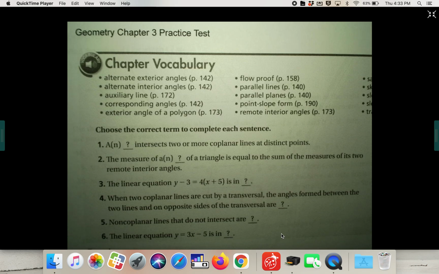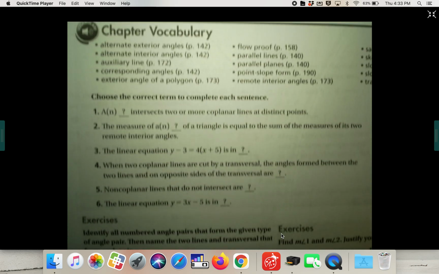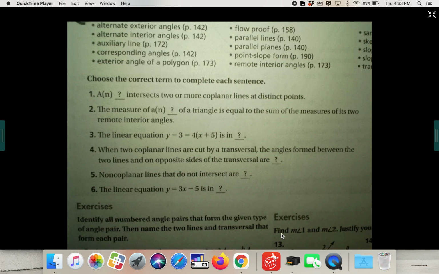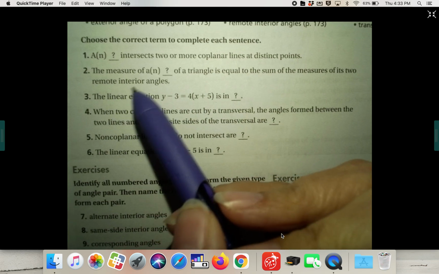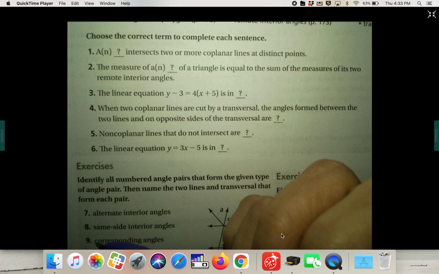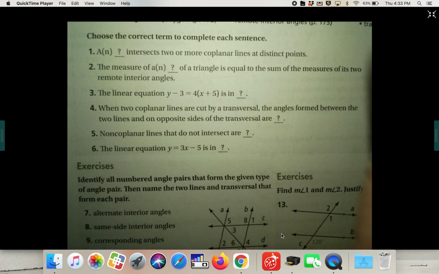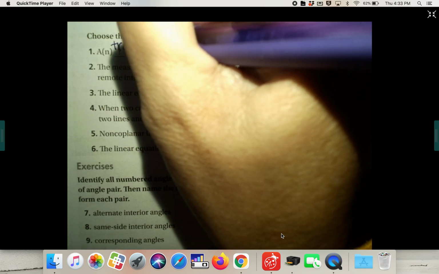All right, this is your Geometry Chapter 3 practice test. So the top section is just vocab. Choose the correct term. A blank intersects two or more coplanar lines at distinct points. I believe that is a transversal.